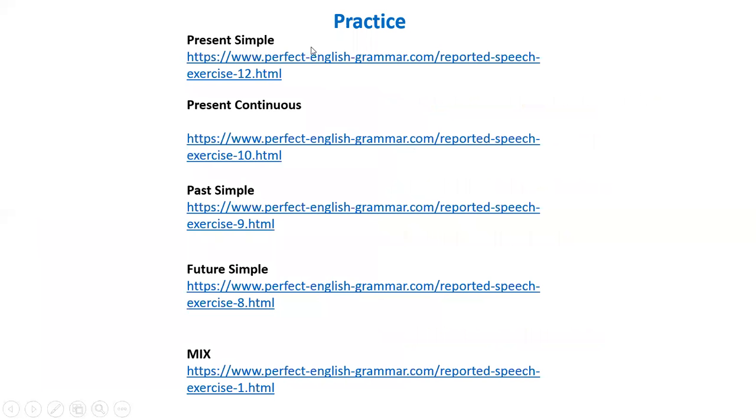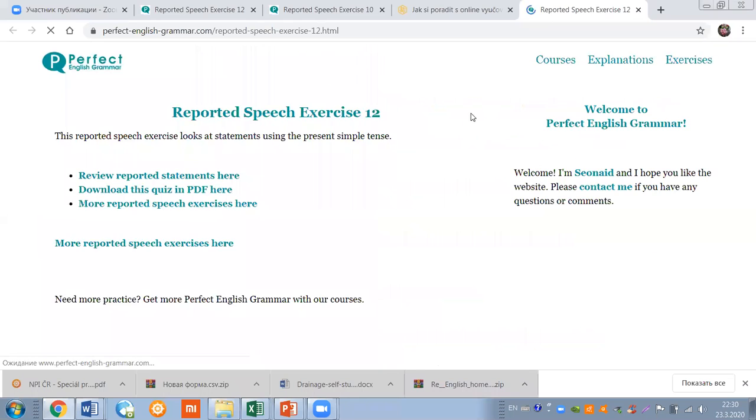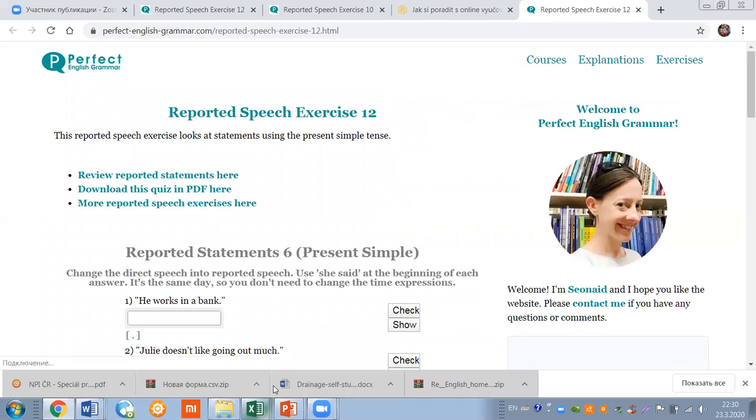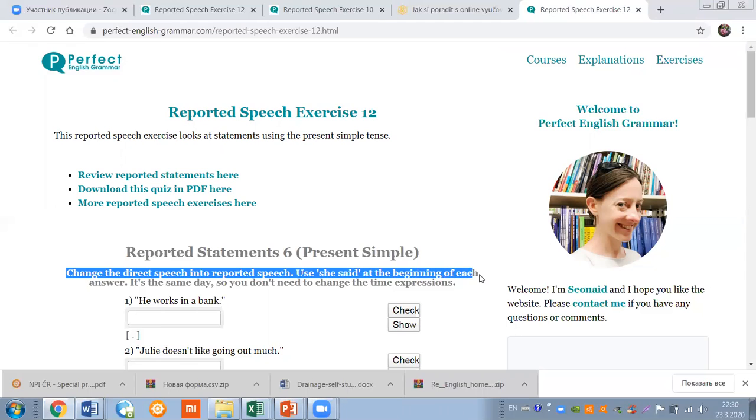So let's see some practice here. I'll go to this link, and this time it's up to you to think what to put into the gap. So first of all, let's read the task. Change the direct speech into reported speech. Use she said at the beginning of each answer. It's the same day, so you don't need to change the time expressions.